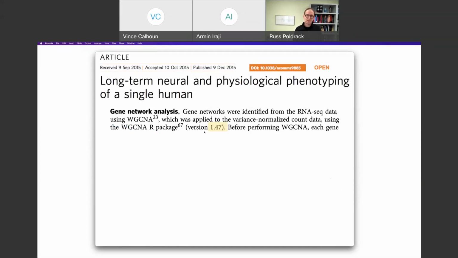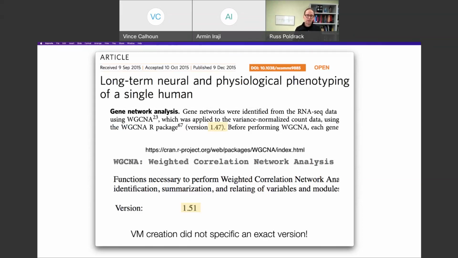So we had run the analysis. Fortunately, it's always best practice to put the specific version of any software package you use into your paper. We had noted we used version 1.7 of that package. Subsequently, it was updated to 1.51. But the Vagrant file that specified how to create the virtual machine didn't specify an exact version of this package. It turns out that within R, at least back then, there weren't great tools for specifying particular versions of packages for code. It's gotten easier now.